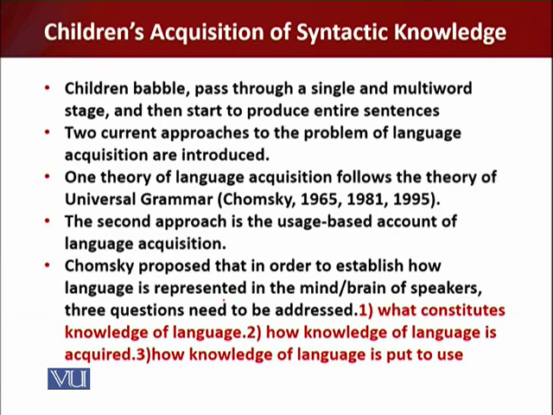Two current approaches to the problem of language acquisition are introduced. One theory of language acquisition follows the theory of universal grammar. Exactly what knowledge base, if any, and what mechanism drive this progression in the language acquisition process is a matter of controversy. So what actually happens here is a matter of controversy, and a concrete assumption is still to be reached. The challenge for language acquisition researchers is to reveal how this process unfolds.